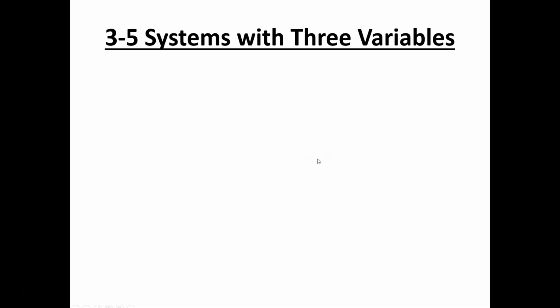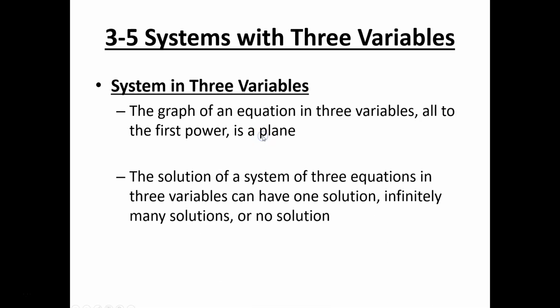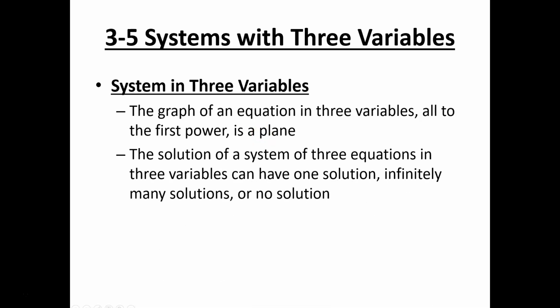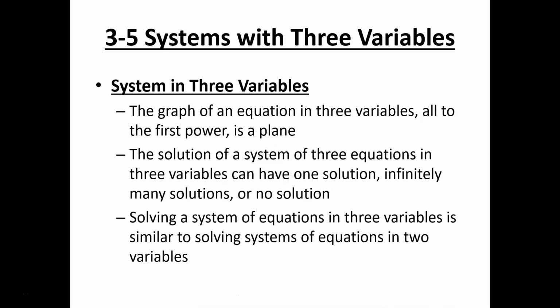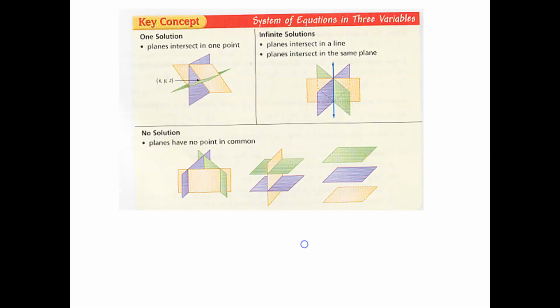So, a system in three variables, the graph of an equation in three variables all to the first power is a plane. The solution of a system of three equations in three variables can have one solution, infinitely many solutions, or no solution. And solving a system of equations in three variables is similar to solving systems of equations in two variables, and we use the strategies of substitution and elimination.